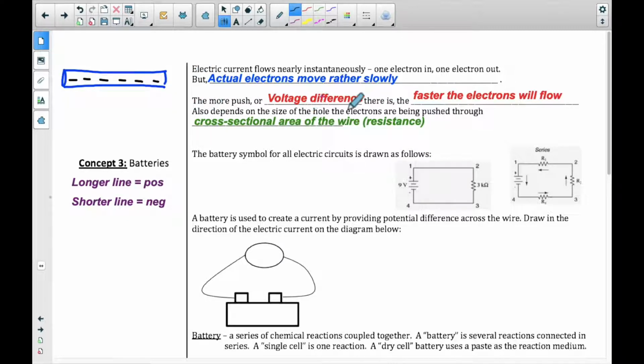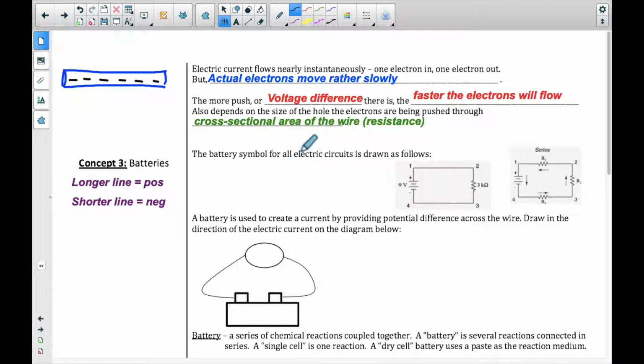The amount of voltage difference is what dictates that. If you have a low voltage, they're going to move slowly. If you have a high voltage, they're going to move much more rapidly. It also depends on the size of the hole the electrons are being pushed through. In other words, the cross-sectional area of the wire.